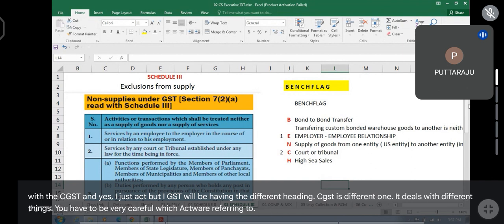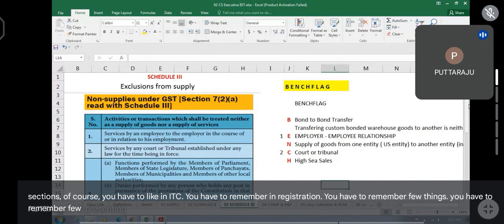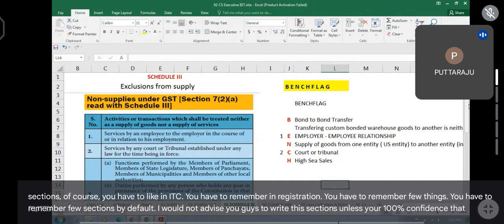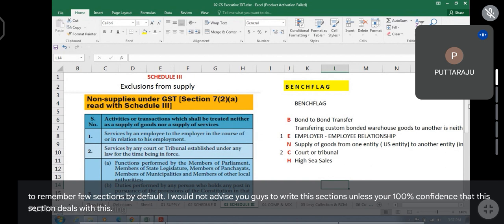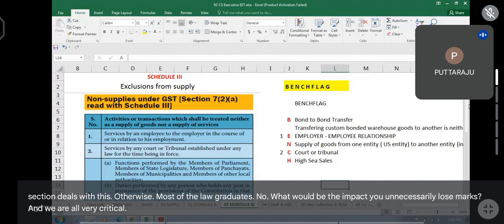As far as possible, please try to remember a few sections. Like in ITC, you have to remember. In registration, you have to remember a few things. You have to remember a few sections by default. I would not advise you to write the sections unless you are 100% confident that this section deals with this. Otherwise, most law graduates know what the impact would be. You unnecessarily lose marks. We are all very critical. We don't mind you not writing the section, but writing the wrong section impacts hugely.